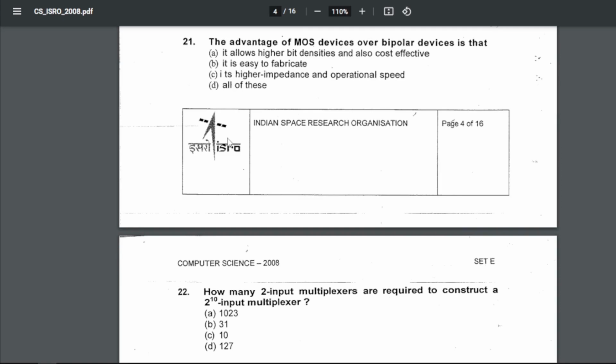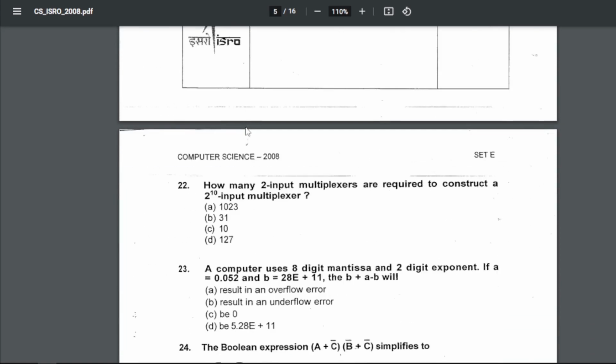Question number 21 is, the advantage of MOS device over bipolar device is that, for this the answer will be again all of the above, D, that is it allows higher bit densities and is also cost effective, it is easy to fabricate, and it has higher impedance and operational speed. So all of the above will be our answer.